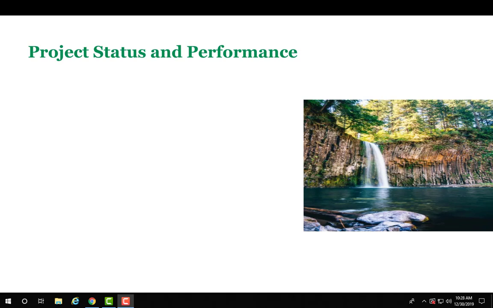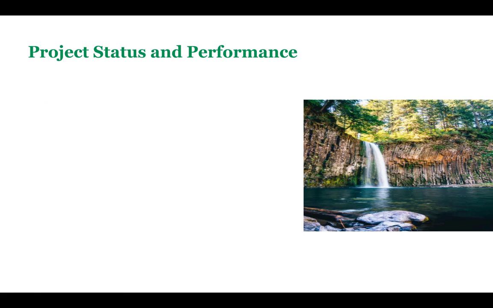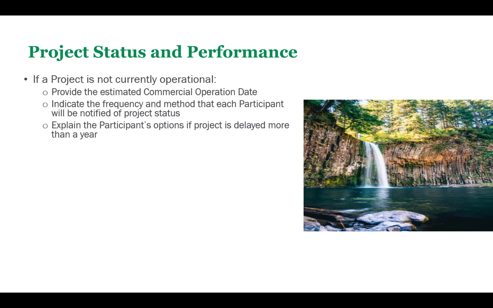Project status and performance. If a project is not operational at the time the participant enters into the contract, the project manager must provide the estimated commercial date, as well as indicate the frequency and method by which they will notify the participant about the status of the project. An update is required at a minimum of 3 months until the project is operational, and explain the participant's options if the project is delayed by more than a year, including remedies and refunds that would apply.